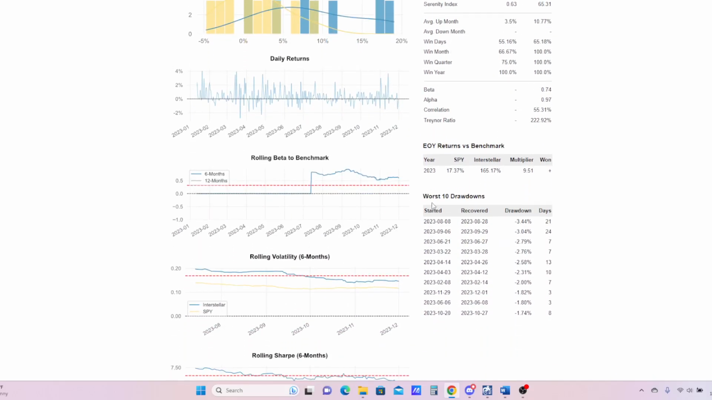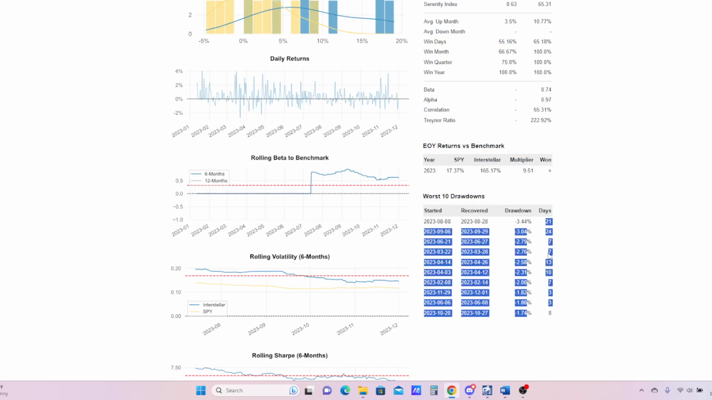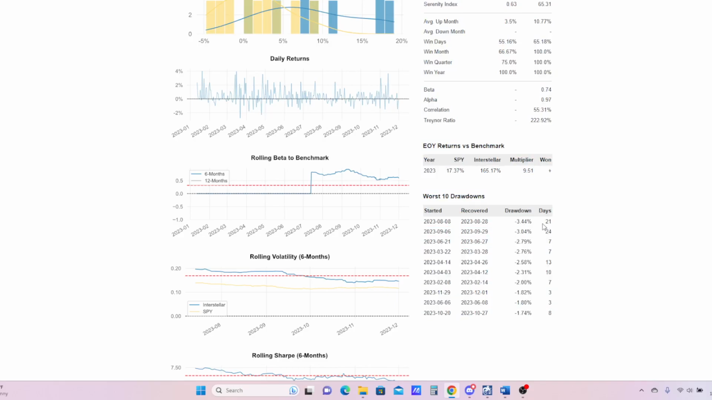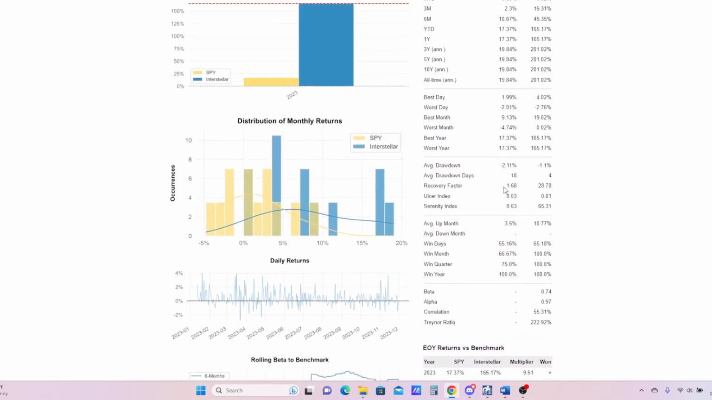And then you can look at the worst 10 drawdowns, which probably give you a good idea. This is only over 1 year, but you can see most of the high drawdowns occur in the 2% range. It's only had these 3% ones twice, and these 1 to 2% ones 3 times. And then you can look at the days, how long they lasted, and this right here will kind of give you the recovery factor.